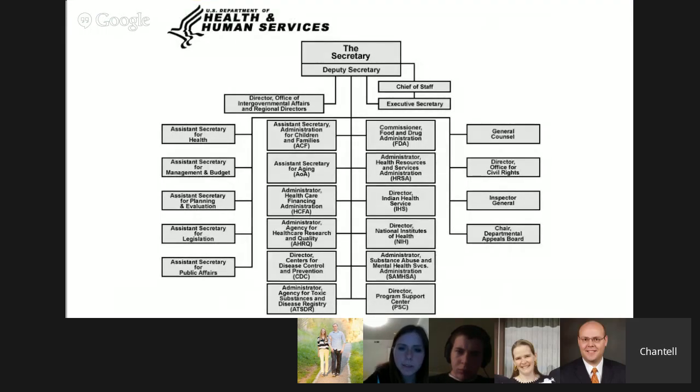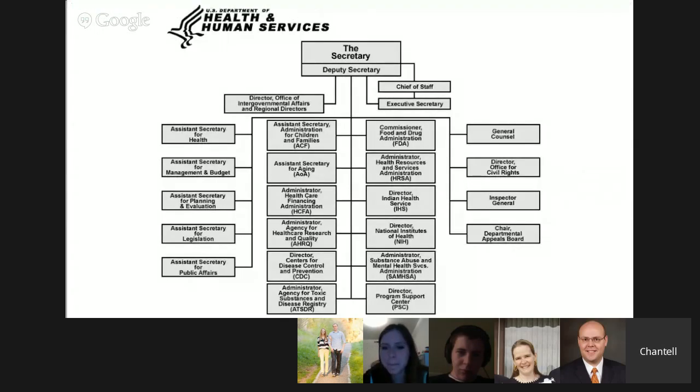So HCFA, they changed their name quite a few years ago, so you might want to just try to get a more recent org chart, because that's CMS. But I'm actually glad that you're showing this, because it used to be known as HCFA, and some people who are in healthcare for a long time still just refer back to their old habits and they call it HCFA. It used to be known as the Healthcare Financing Administration, but now it's CMS, Centers for Medicare and Medicaid Services.